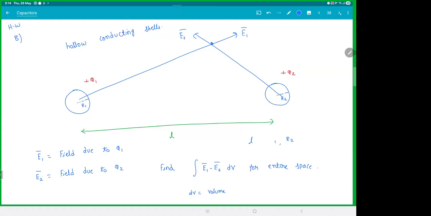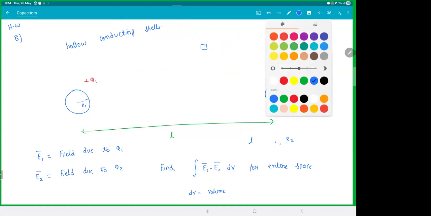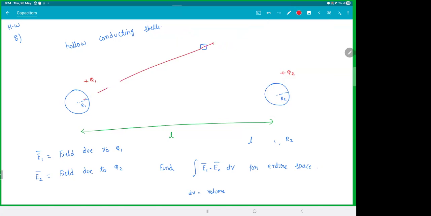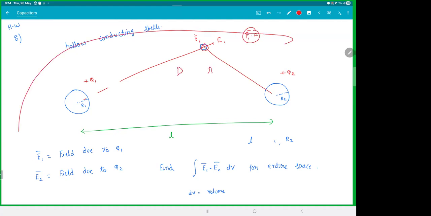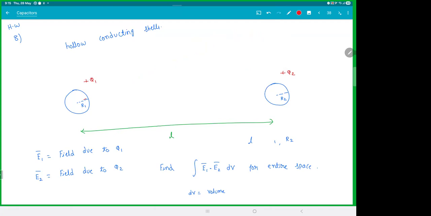Now, I'll tell you what I'm asking. Somewhere here you took a small volume. At this volume, you found the field E1. At this point, you found E2. Then you did the dot product, E1 bar dot E2 bar. That value into this volume will give you something. I want you to do this everywhere in the space from 0 to infinity. What will be that value? Right? So think about this.